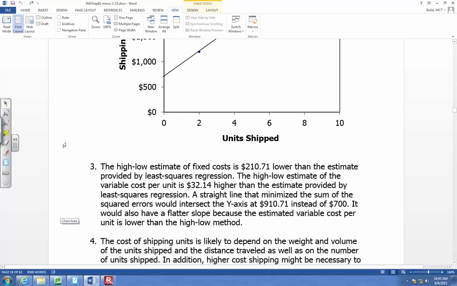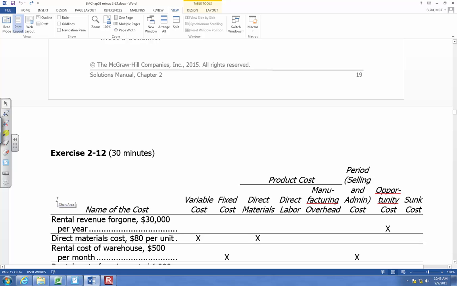High-low estimate of fixed cost is 210 lower than the estimate. I did not understand that one. I don't understand that either. Really, all you have to do, you guys, is take the high point and the low point and do the change in dollars over the change in volume, pull out the variable cost per unit, and make sure that it fits on 2 or 3 of the different points in time.